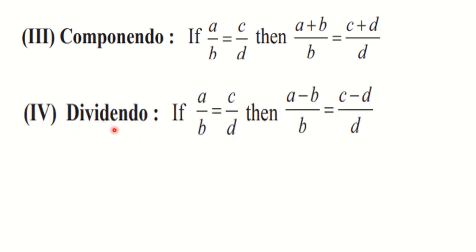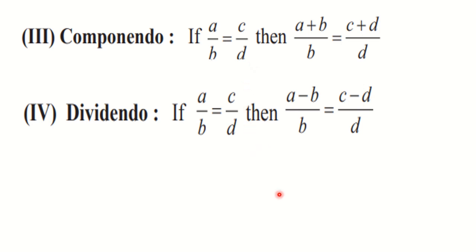Next is dividendo. It is similar to componendo, only in place of plus sign you have minus sign. That is, if A upon B is equal to C upon D, then A minus B upon B is equal to C minus D upon D. Denominator is subtracted from the numerator, at both the places you can see, and denominator is kept as it is. Denominator is not changing in both these properties, componendo and dividendo.